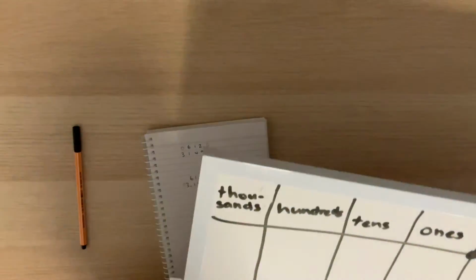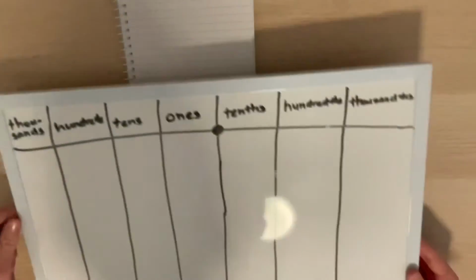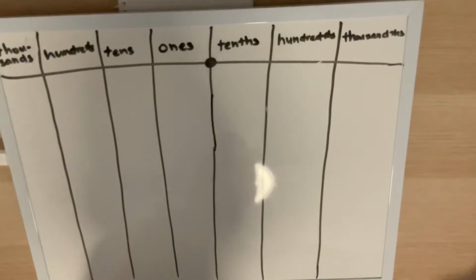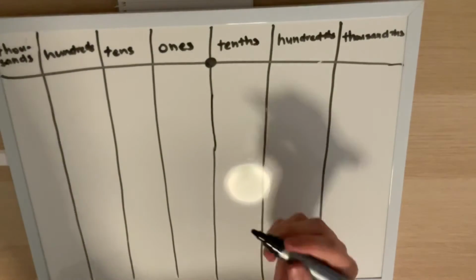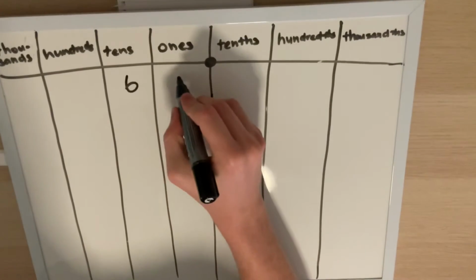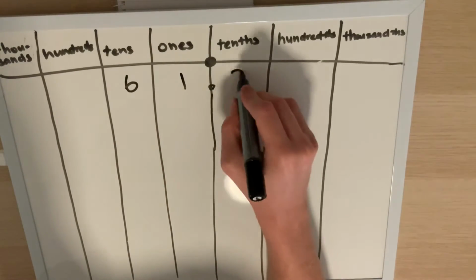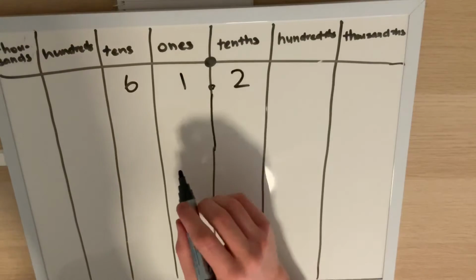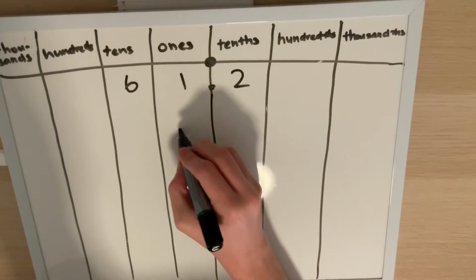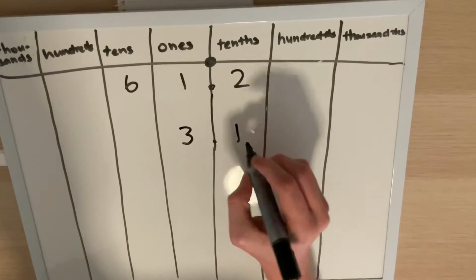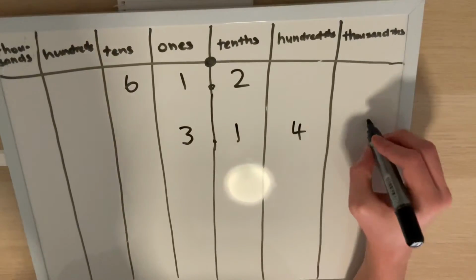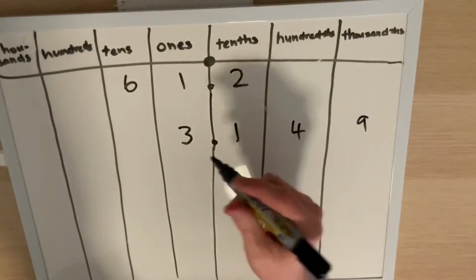An easier way to look at this is to use one of these place value charts. Pop that there. Okay, so the number we were looking at before was 61.2. So 6 tens, 1 one, and then 2 tenths. Whereas the second number, even though it has more digits, only has 3 ones, 1 tenth, 4 hundredths, and 9 thousandths. So this makes it a bit more straightforward.